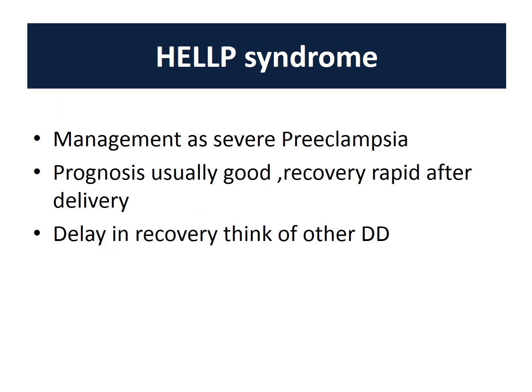Management of HELLP syndrome is the same as we do in severe preeclampsia. In addition, there can be coagulation abnormality, which should be taken care of if present by giving fresh frozen plasma and or platelets before we go into delivery. Prognosis is usually good and recovery rapid after delivery. If there is a delay in recovery, think of other differential diagnoses like acute fatty liver of pregnancy, thrombotic thrombocytopenic purpura, hemolytic uremic syndrome, etc.